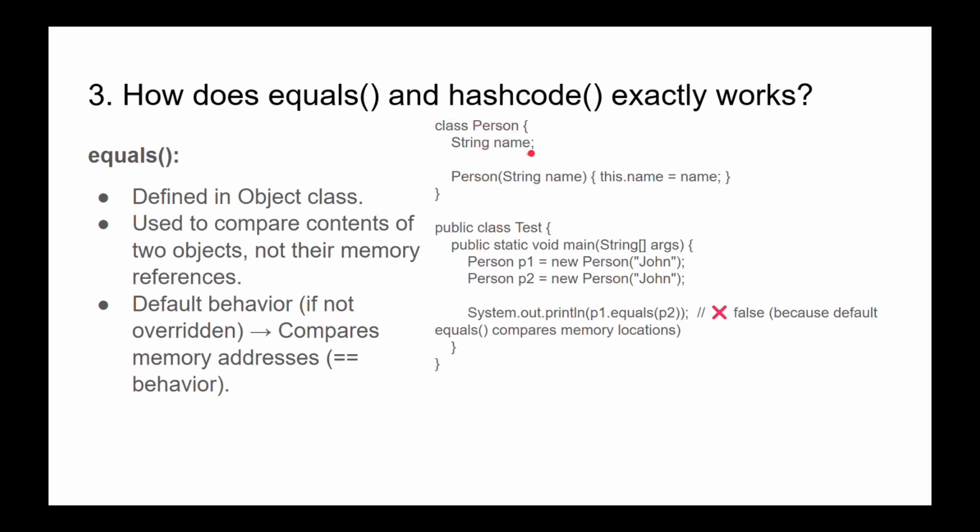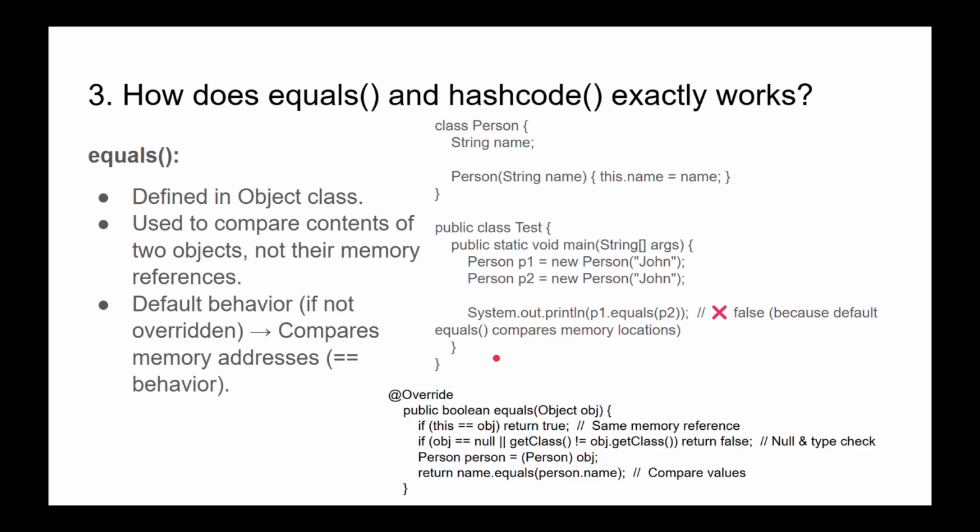Here class Person has name and name initialization. It doesn't override the equals method. In the main class, if we create two Person objects, p1 equals new Person John and p2 equals new Person John, the name is same, but when we use p1.equals(p2), it will return false, because the default equals compares the memory references, not the content. If we want to get equals true, then we need to override the equals method.